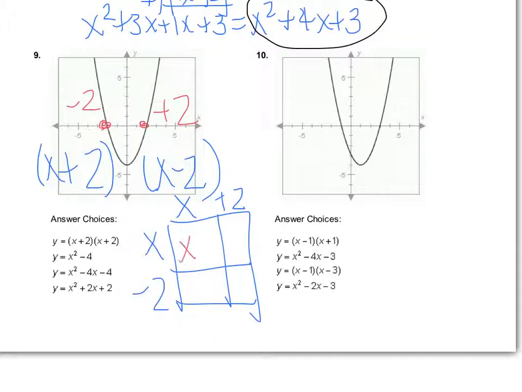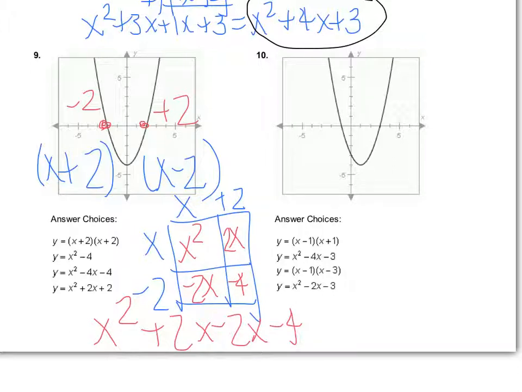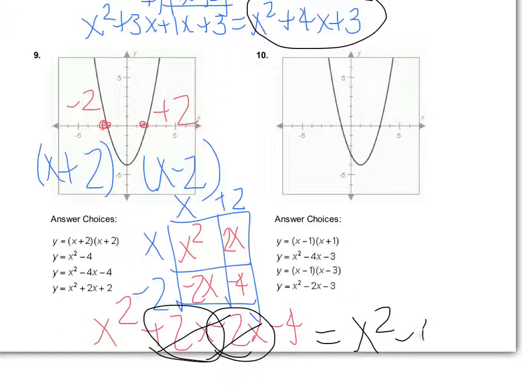X times x is x squared. 2 times x is 2x, negative 2 times x is negative 2x, and negative 2 times positive 2 is negative 4. So I have x squared plus 2x minus 2x minus 4. I can combine together my positive 2x and my negative 2x, and those actually end up canceling each other out. So my final answer is x squared minus 4, which is this answer choice here.